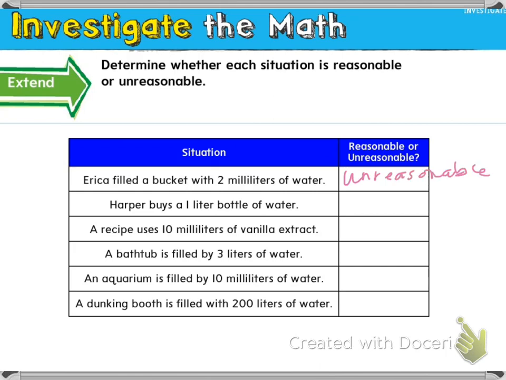Okay? How about this one? Harper buys a 1 liter bottle of water. Is that reasonable? If we visualize those pop bottles that are over there on the counter, half of that is 1 liter. That's a pretty reasonable amount of water, right? You can buy 1 liter bottles of water, so we're going to write reasonable.